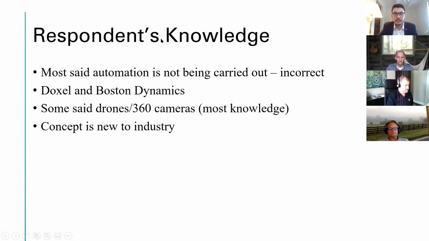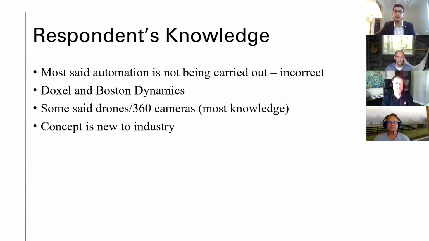And basically to understand where the respondents' current knowledge stands at this point, we asked them general questions about what they know about automation and progress monitoring. Most said that automation is not being carried out in the progress monitoring realm in the current construction industry, which is not really correct, because currently companies like Doxel and Boston Dynamics are automating progress monitoring, and they've already started using it for progress monitoring purposes. It's not widespread, but it is something that is being done.